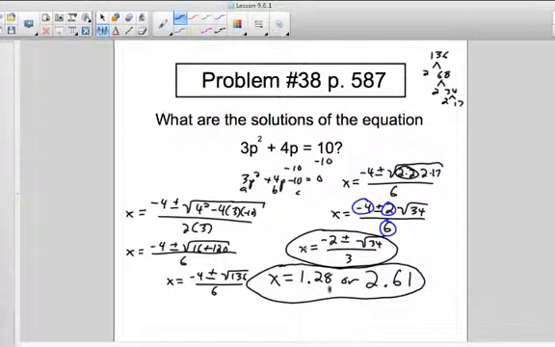So that is how to put it in either. This is reduced radical form. And this is in decimal form. And of course that makes sense because this is a radical and this is a decimal.